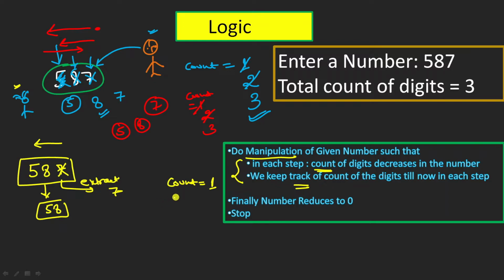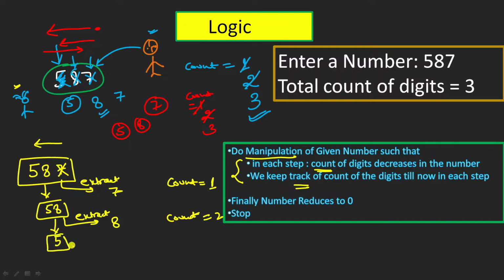Now, next step, again you have to do manipulation on this number such that you extract. This extract operation is basically the manipulation, and I will tell you how we can do this extracting, what logic we will apply. Now you will apply some logic on this 58 so that 8 comes out, and you say the count will become 2. So this count is one variable which is getting updated. As soon as you take out 8, how many digits will be left here? Only 1. So this number will now reduce to 5. Only a single digit has been left.